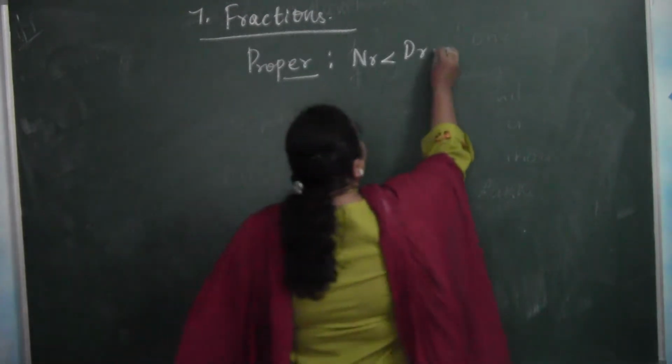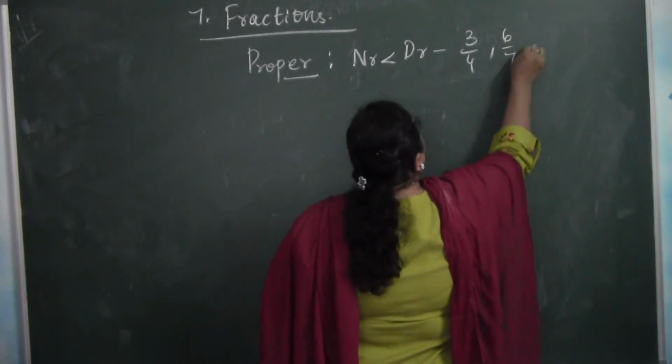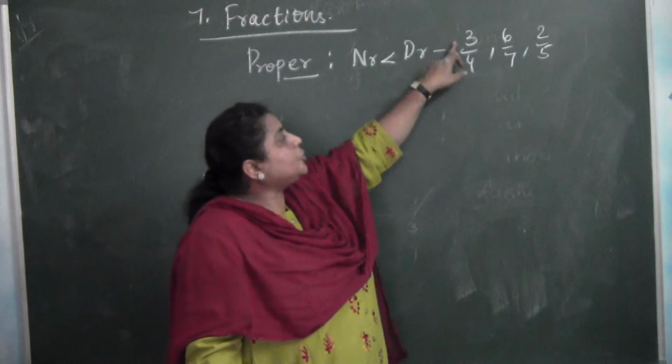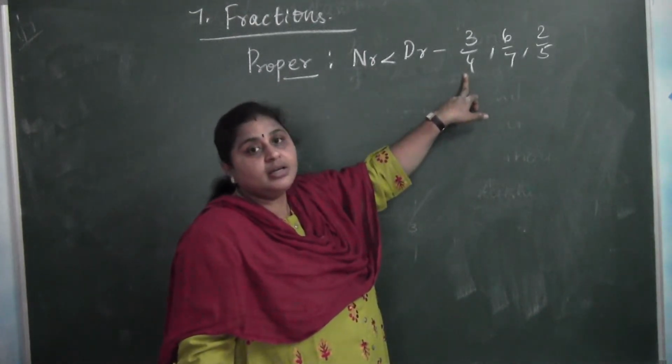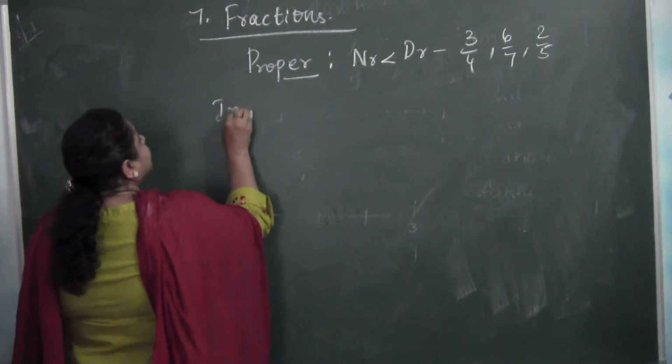So what will be the examples? 3 by 4, 6 by 7, 2 by 5, and so on. Here what do you observe? Is the numerator less than the denominator? Yes, that is a proper fraction. And next, the improper fraction.